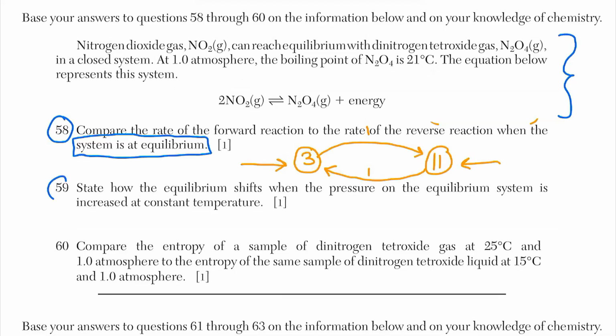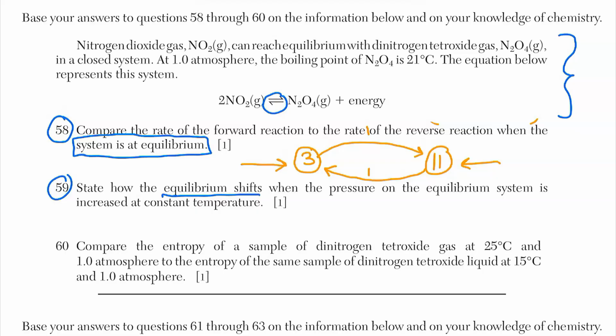Number 59. State how the equilibrium shifts. So this is the Le Chatelier's problem, where we want to shift out of equilibrium when the pressure of the system is increased at constant temperature. Okay, so we get a reaction at equilibrium. The forward reaction goes as fast as the reverse. When we say a shift, what we're going to say is one of the directions, either the forward or the reverse, now is going to get faster than the other. Remember, at equilibrium, the rate of the forward equals the rate of the reverse. So they're both going at the same speed, and the amount of the reactants and products stay constant.